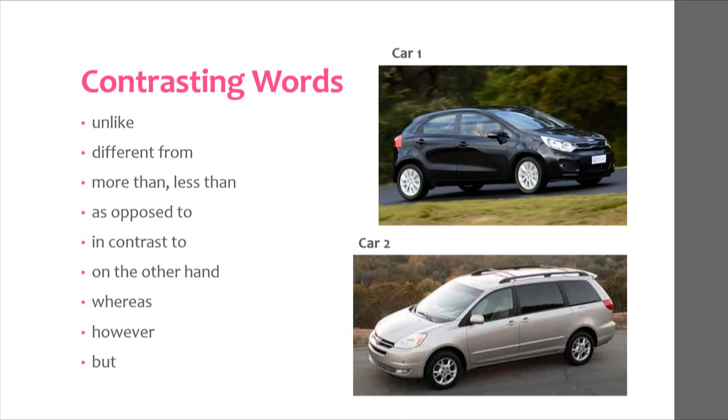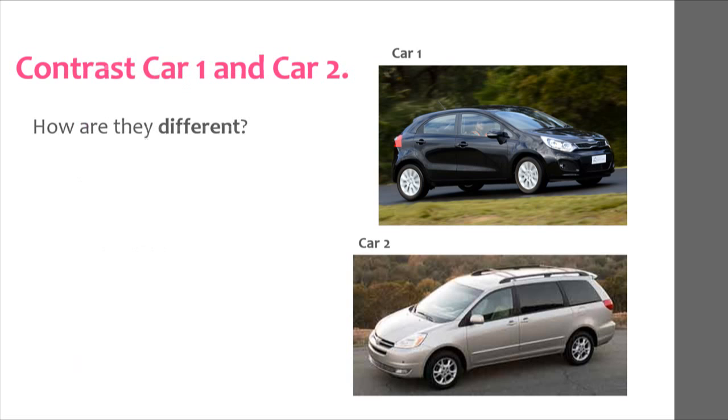So if you had these two cars, car 1 and car 2, and I were contrasting them, I would use these words. I might say, both are cars, however, they are different sizes. And in that case, I used however, and I used different, both of which are contrasting words. I could also say car 1 is new. In contrast, car 2 is older. And in that example, in contrast is my contrasting word.